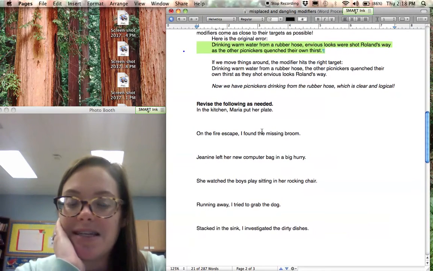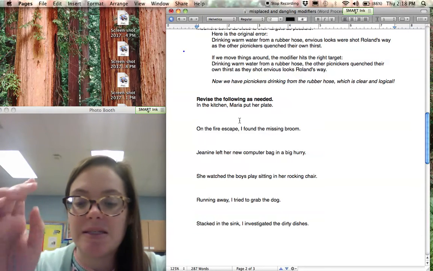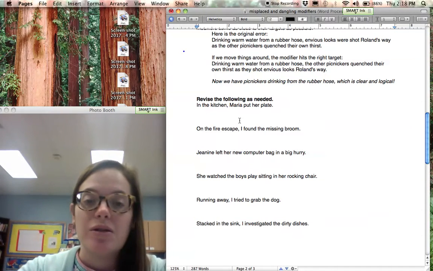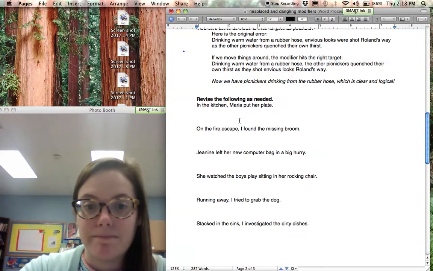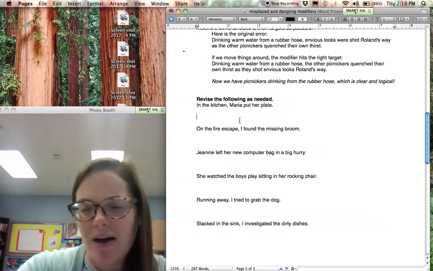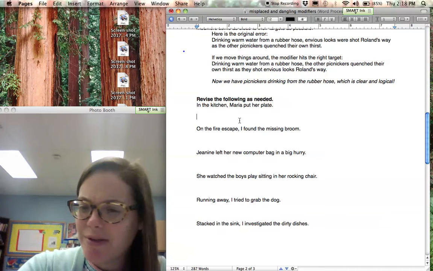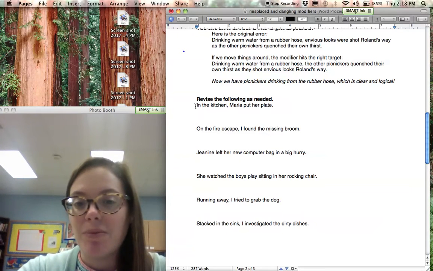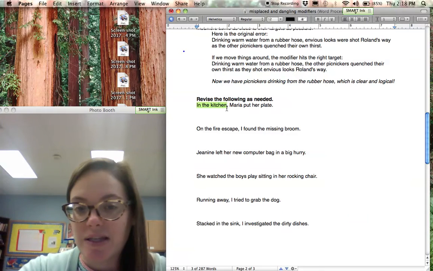So let's take a look at each of these following sentences, and we're going to try to revise them so they make more sense. So, in the kitchen, Maria put her plate. Right now it just sounds a little bit weird. I'm assuming that Maria is putting her plate in the kitchen. So we want to move this modifier, in the kitchen, this phrase, to be closer to its target, plate.